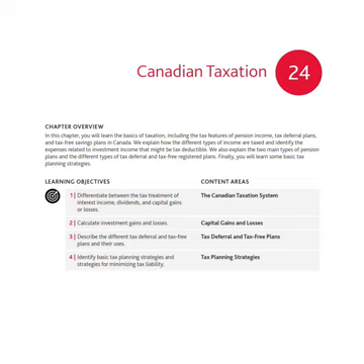Learning objectives. 1. Differentiate between the tax treatment of interest income, dividends, and capital gains or losses. 2. Calculate investment gains and losses. 3. Describe the different tax deferral and tax-free plans and their uses. 4. Identify basic tax planning strategies and strategies for minimizing tax liabilities.